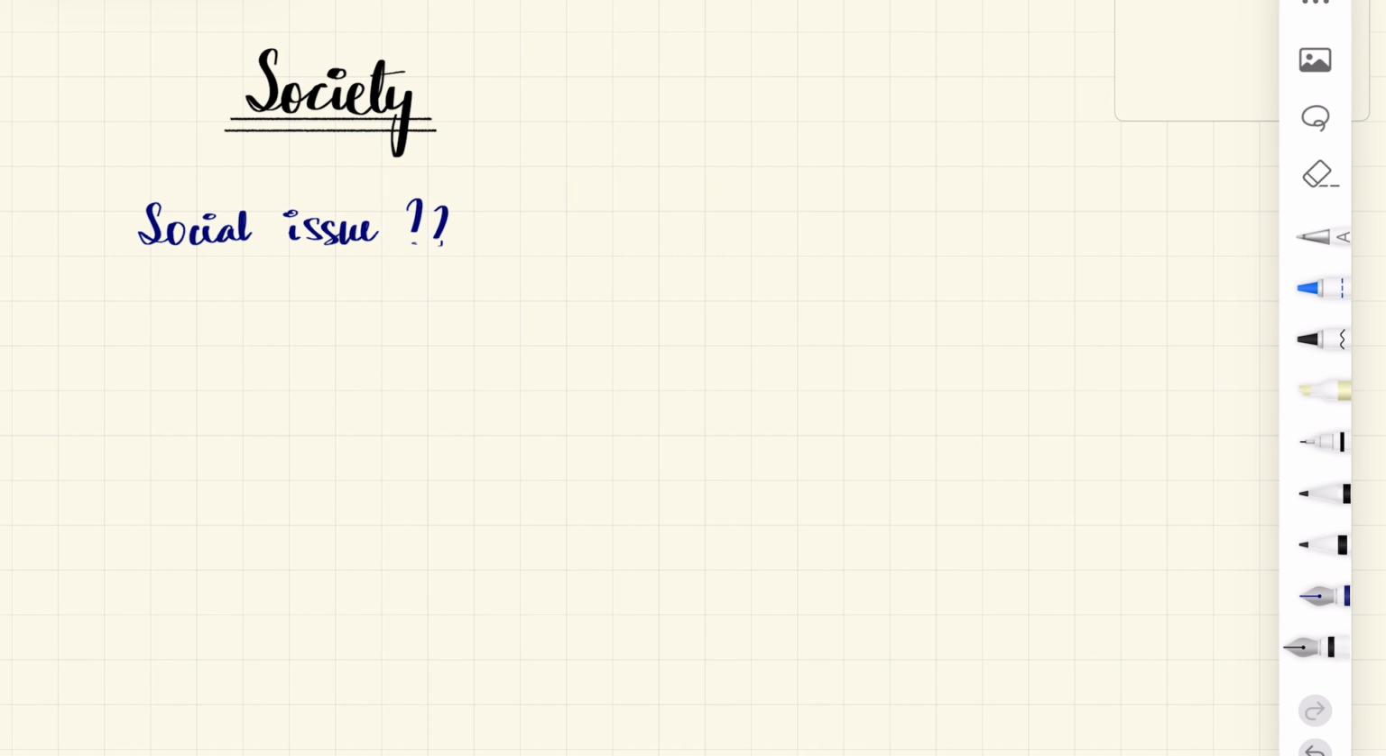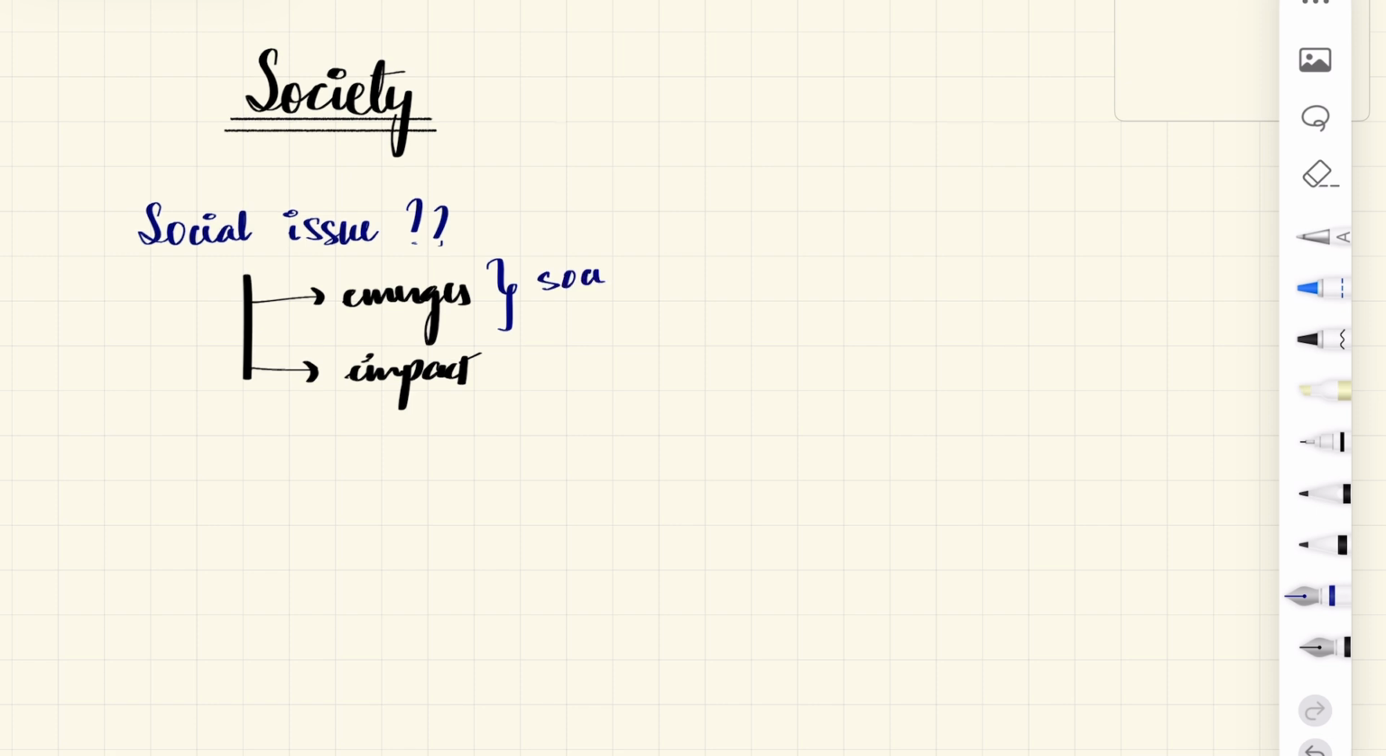Okay, so I can say it emerges, okay? It starts to emerge because of some reason, and because of the social issues it's going to impact something, right? So where has it emerged from? It's because of the societal arrangement, you can say. It's because of the society structure, the way we are living, right? Because of the structures, that's the reason these social issues emerge.